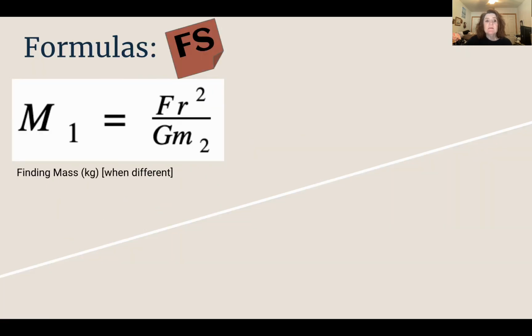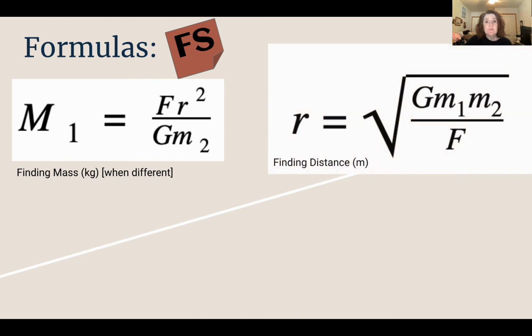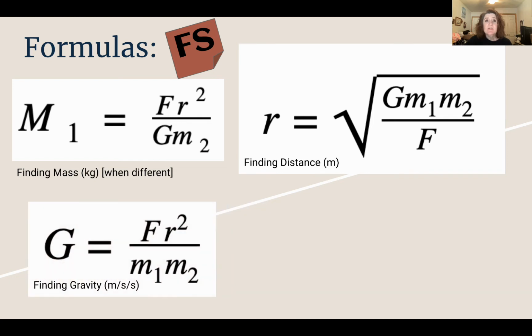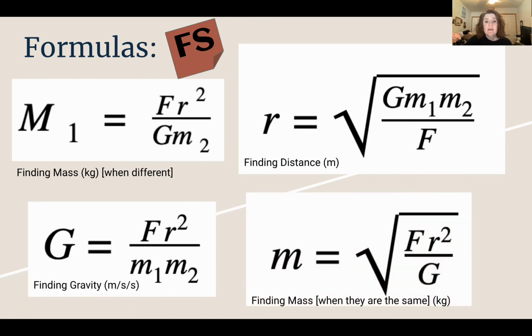If you're finding the mass only and the masses are different, use that equation. If you're finding the radius between the two, use this equation. If you need to find gravity, use this equation. And if the masses are the same, you'll use this equation. Those do need to be added to your formula sheet as well.